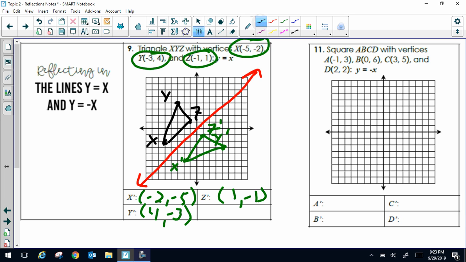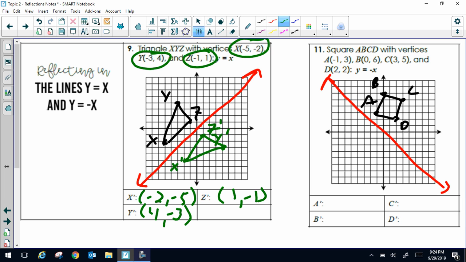Okay. Same thing for y = -x. Let me draw my shape here. A is there. B is here. C's here. D's here. Okay. y = -x goes like this.